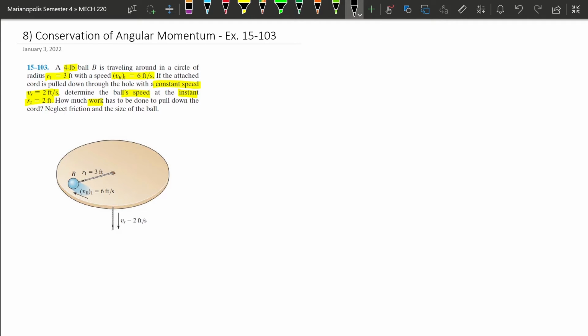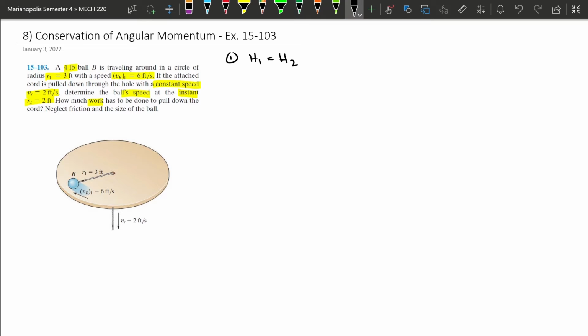Alright, so here I'm going to start by using the conservation of angular momentum. And how do I know that I could use conservation of angular momentum versus, let's say, the principle of work and energy? It's because there's no external torque being put on the system, right? If there was an external torque, I know that angular momentum would not be conserved. But here, since I'm just pulling the cord down with a constant speed, there's no torque being applied, so I can use the conservation of angular momentum.